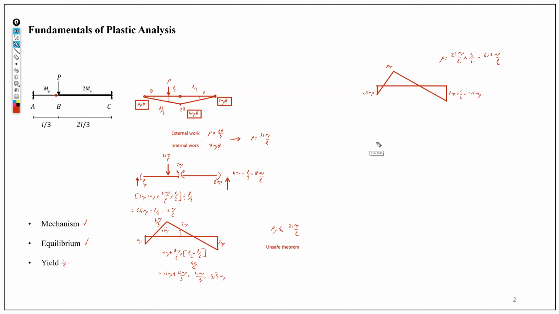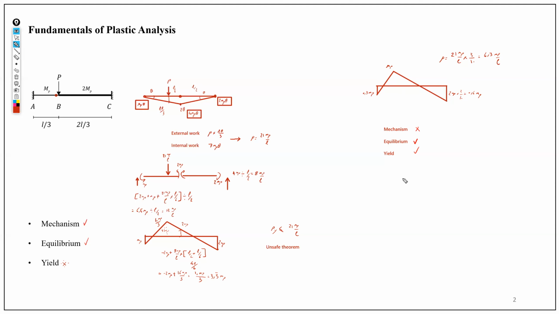Let me write them down here for you in this way. Therefore, mechanism, equilibrium, and then yield. Out of these 3 conditions, we are getting these 2, but not this one. Based on the safe theorem or lower bound theorem, this P here gives one lower bound value, and we are sure right now we are on the safe side. We are only having one plastic hinge, therefore it's not a mechanism. We are on the safe side.